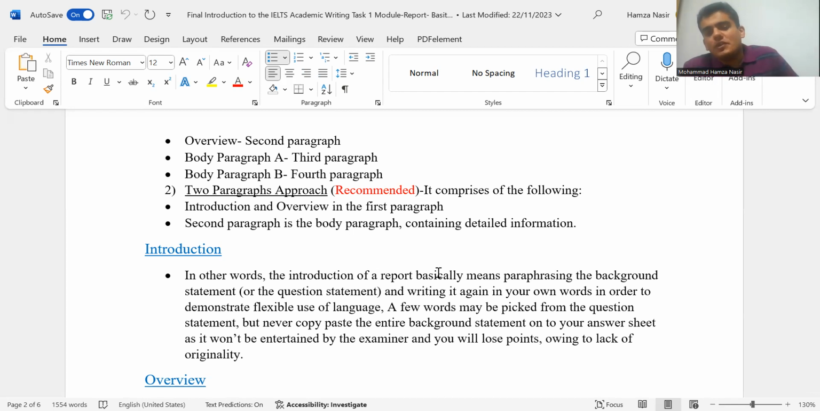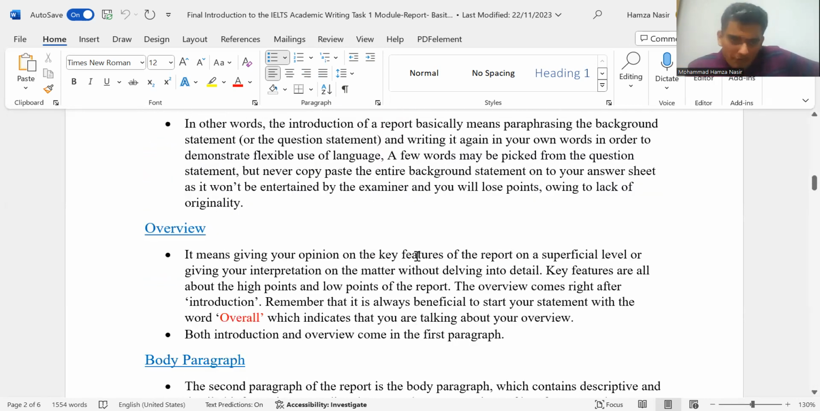So for the introduction, you have a background statement given in the question. You just rewrite it using proper synonyms in your own words in order to show that you have a good range of vocabulary. A few words may be picked from the question statement, but never copy and paste the entire background statement onto your answer sheet, as it won't be credited by the examiner and you will lose points owing to lack of originality, okay? So the introduction is just paraphrasing the background statement, and that is pretty much it, ladies and gentlemen. Next up, we go for the overview.